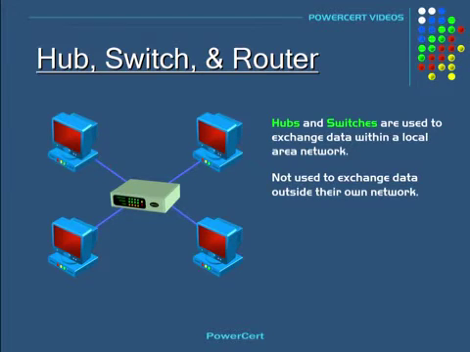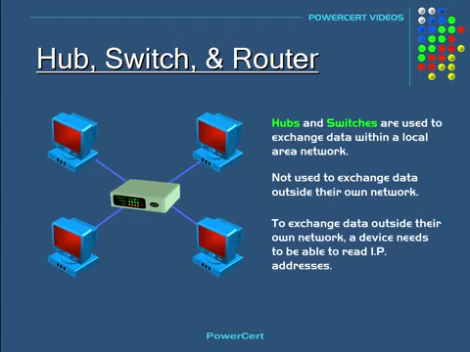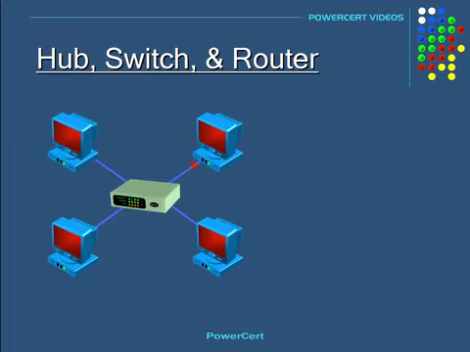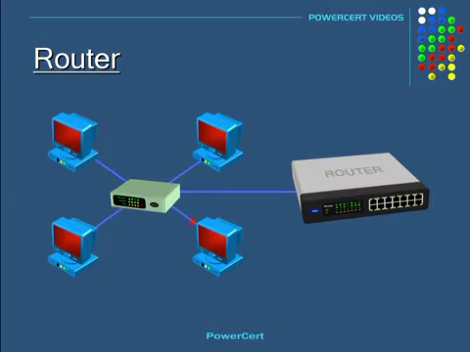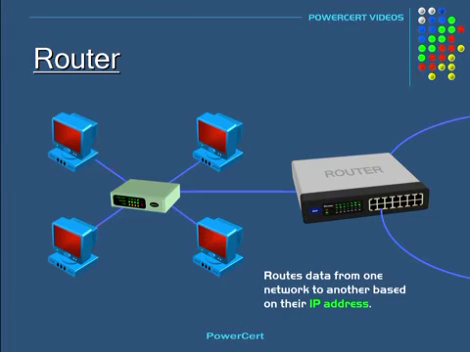Because to exchange or route data outside their own network to another network, such as out on the internet, a device needs to be able to read IP addresses. And hubs and switches do not read IP addresses. So that's where the router comes in. Now a router does exactly what its name implies. A router is a device that routes or forwards data from one network to another based on their IP address.